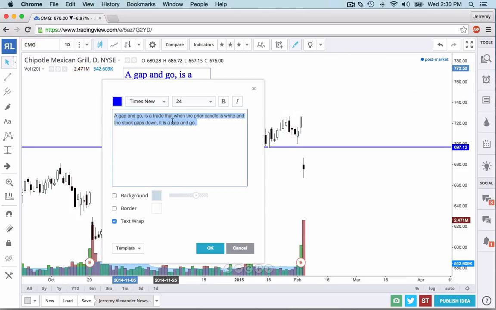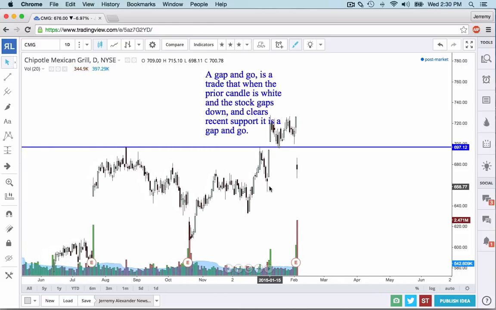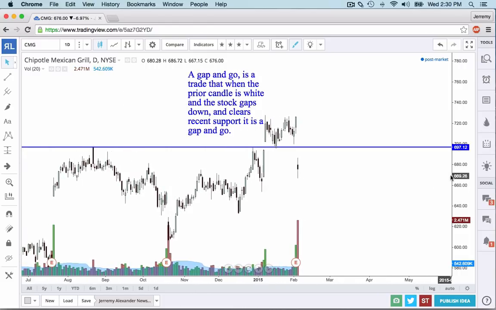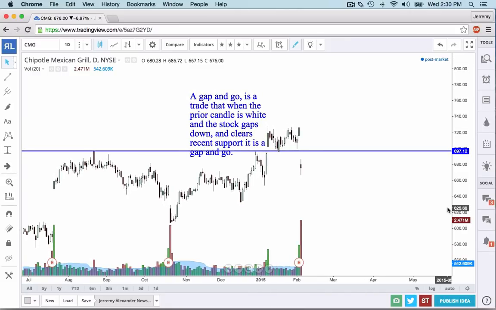However, you can simply say a gap and go is a trade where the prior candle is white and the stock gaps down and clears recent support. So that's another layer to the gap and go trade. A support is simply where a stock finds more buying pressure than selling pressure. This is something technical traders do use. You do have to be able to see where a stock finds more buying pressure than selling pressure.